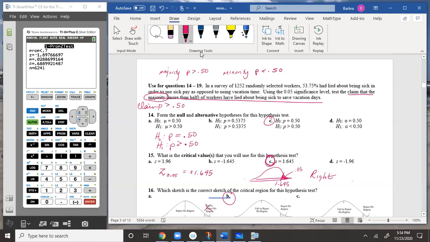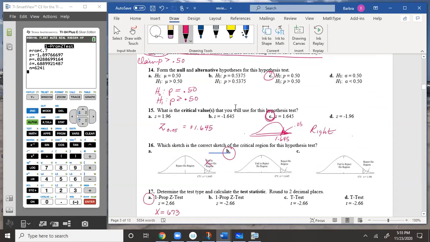So to set the null, we set P equals 0.5. And the alternative hypothesis, H1, is greater than 0.5. So the correct answer is C.